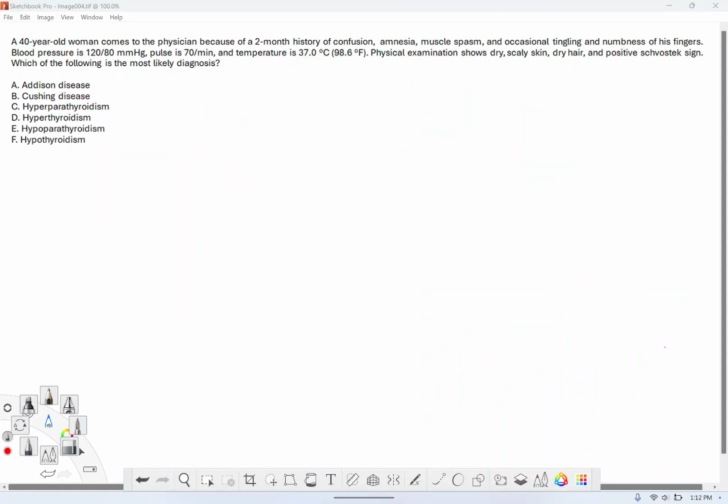Okay, so this next question is a 40-year-old woman who comes to the physician because of a 2-month history of confusion, amnesia, muscle spasm, and occasional tingling and numbness of her fingers. Blood pressure is 120/80, pulse is 70, temperature is normal. Physical examination shows dry, scaly skin, dry hair, and a positive Chvostek sign. Which of the following is the most likely diagnosis?